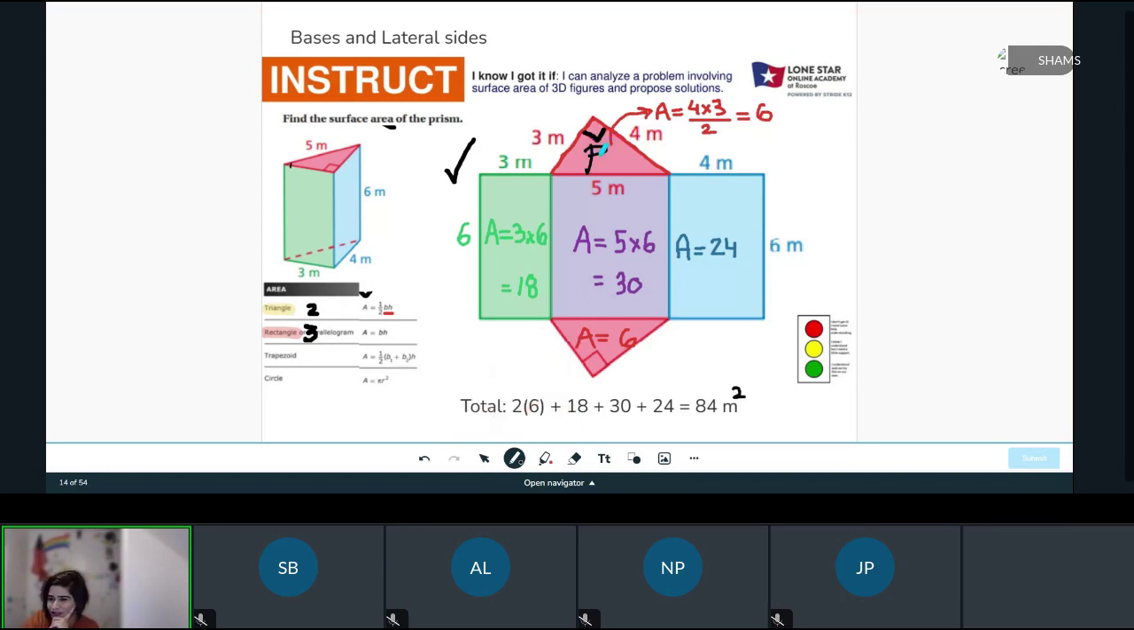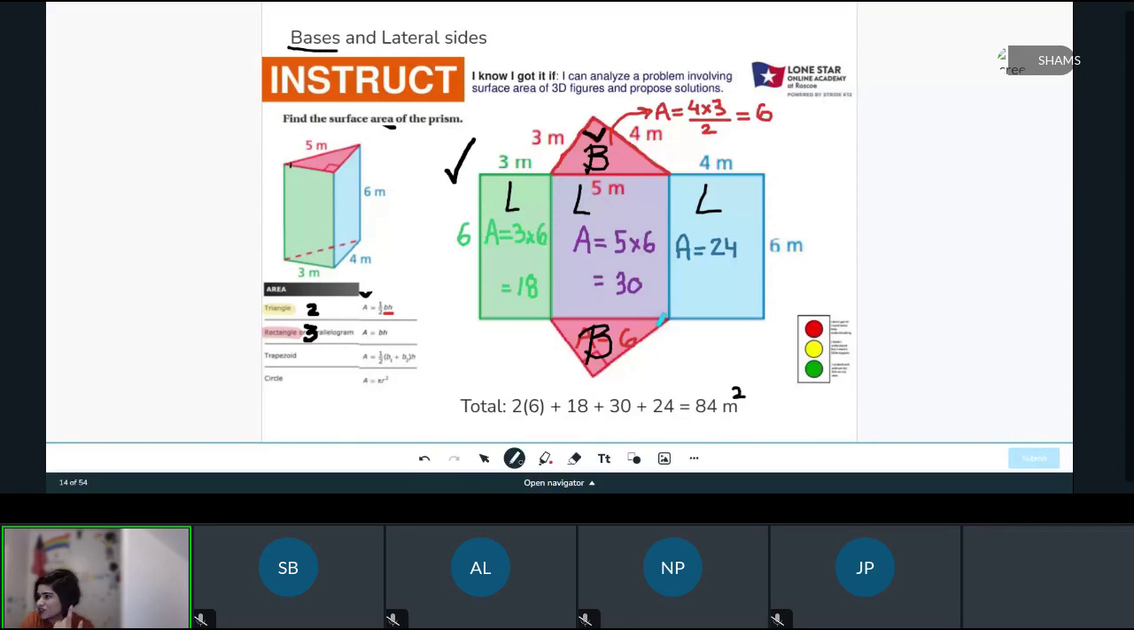So these are called bases. One base and then two bases. These are called bases. The shape is sitting on the base. Right? The rest of the sides, mostly these rectangles, are called the lateral sides. This is a lateral side, this is a lateral side, and the other rectangle is a lateral side. Now you know how to label them.